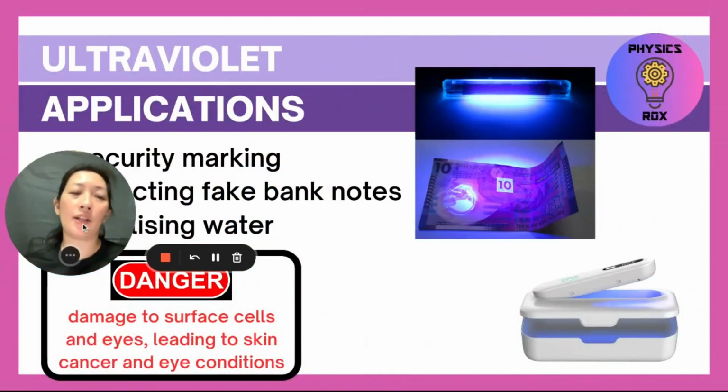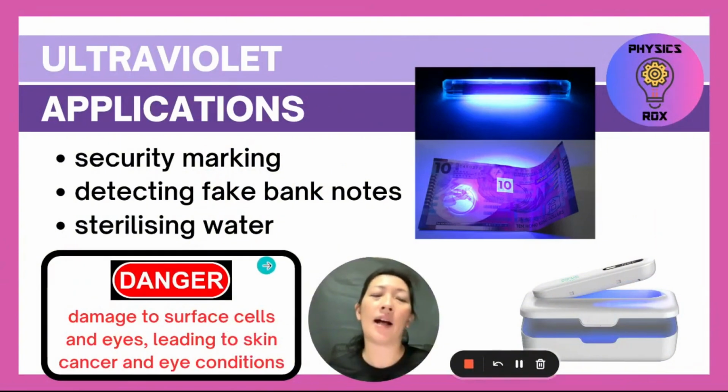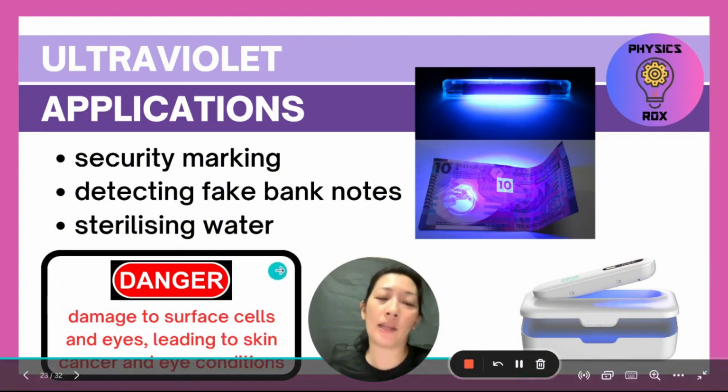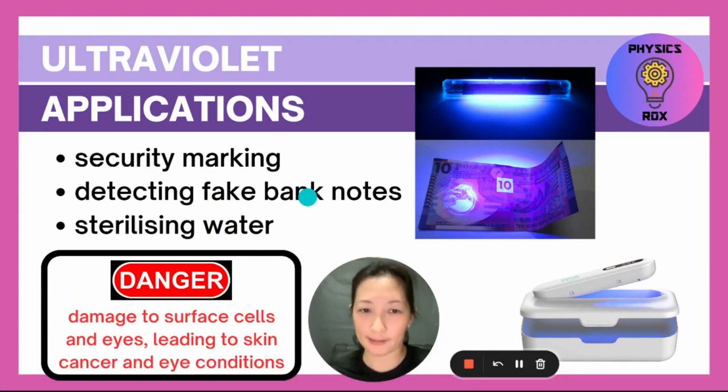Moving on, ultraviolet light. Now, ultraviolet rays are used for security markings to detect fake banknotes and also used for sterilization, for example, sterilizing water. The dangers here, of course, because of the extremely high frequencies bordering on ionizing, they're not quite ionizing yet, but almost there. The very high frequency can cause damage to surface cells and eyes, leading to skin cancer and eye conditions. How does UV work?